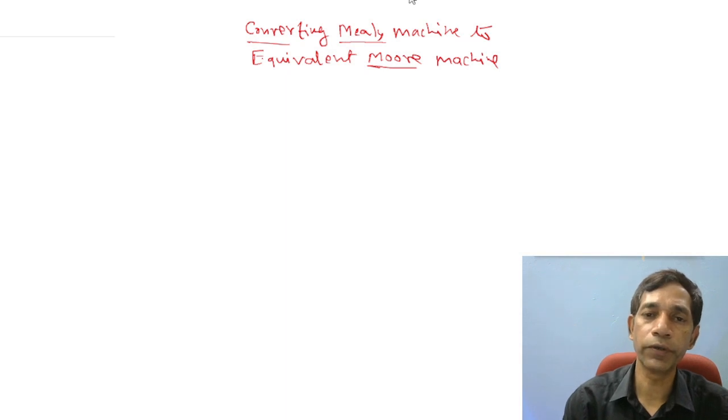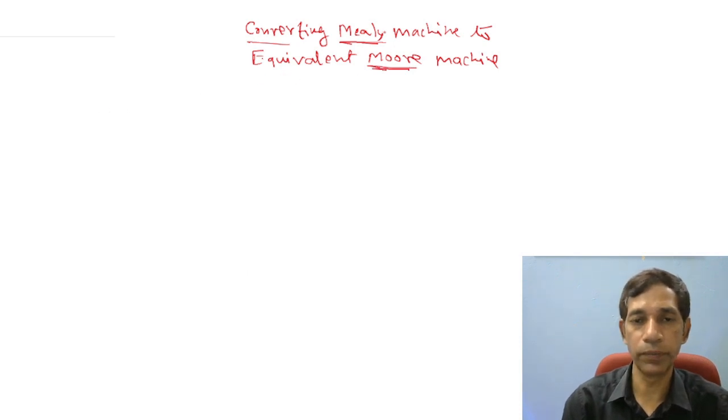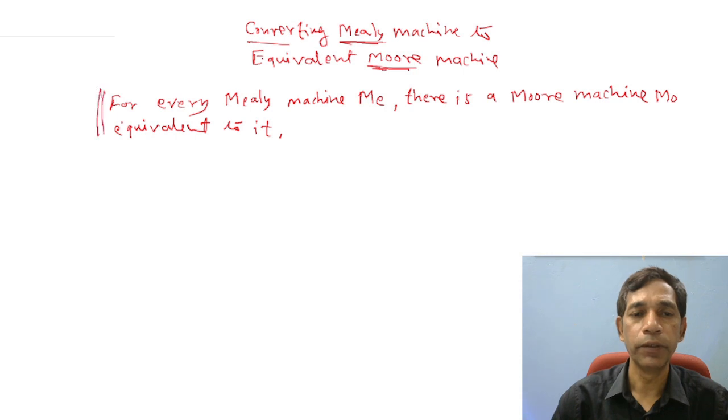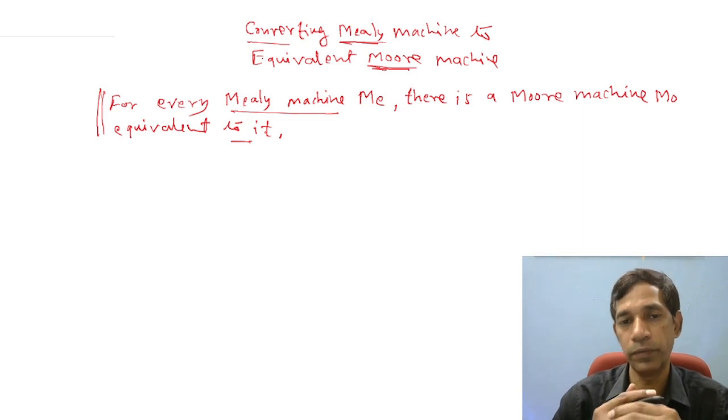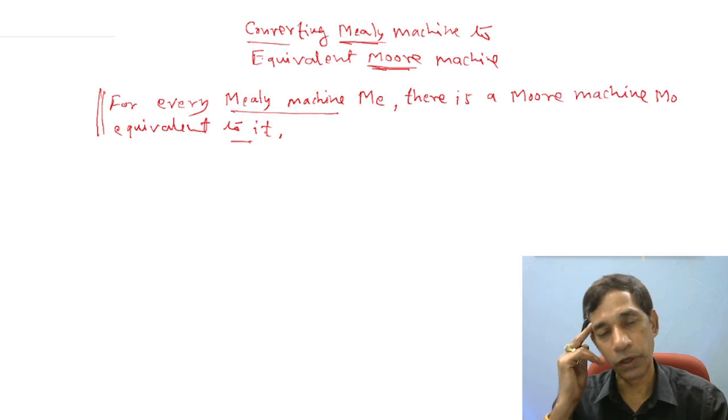Now we see how we can convert Mealy machine to the Moore machine. Means we need to convert the Mealy machine to the equivalent Moore machine. So we have the theorem which says that for every Mealy machine, ME, there is a Moore machine M0 equivalent to it. So this means from every Mealy machine we can obtain the Moore machine. So how we can obtain?